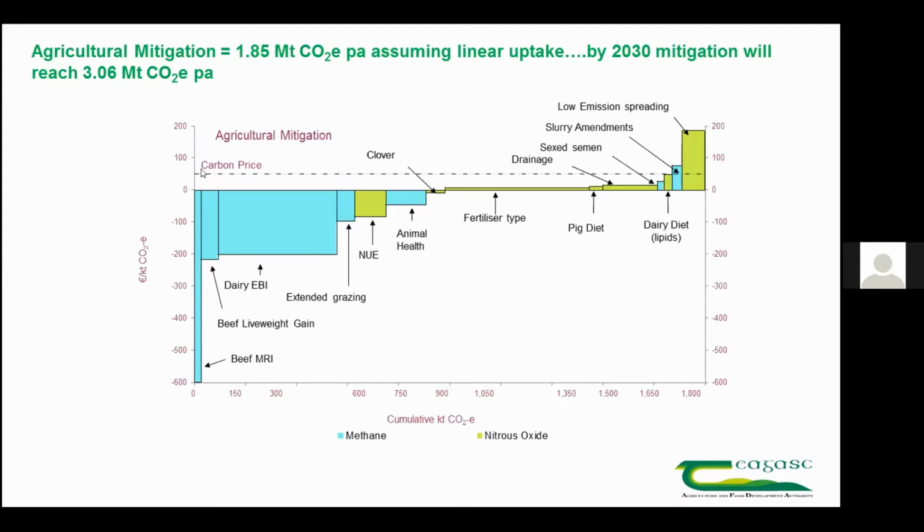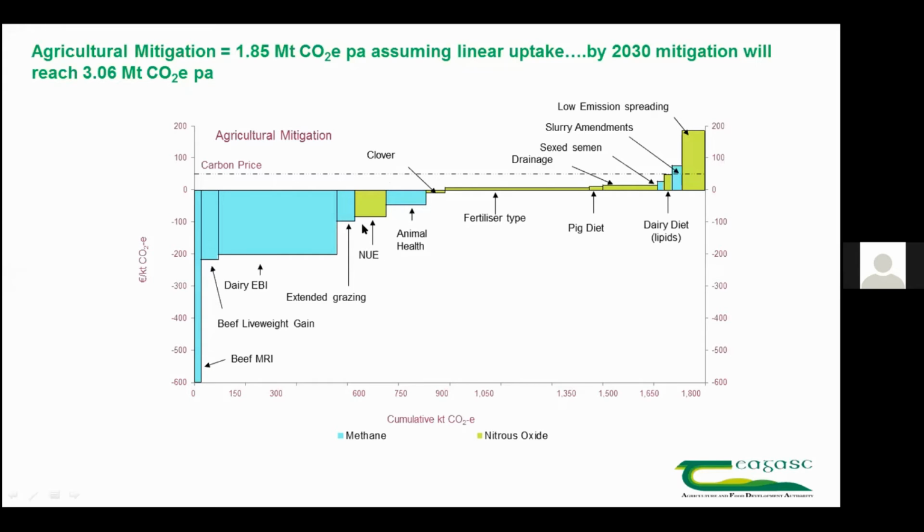So basically, when we crunched all these together, what we came up with was that assuming linear uptake of these measures over the 10-year period, you would be able to mitigate slightly under 2 million tons, 1.85 million tons. And by 2030, we would be reaching a maximum mitigation of 3 million tons per year. And that's assuming that we get good uptake in a lot of these measures.